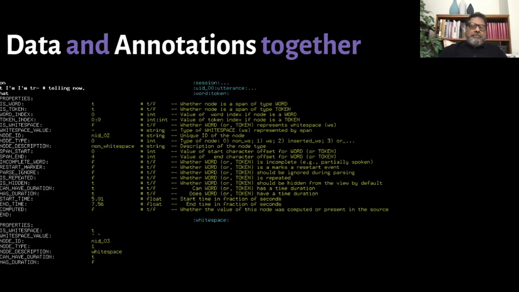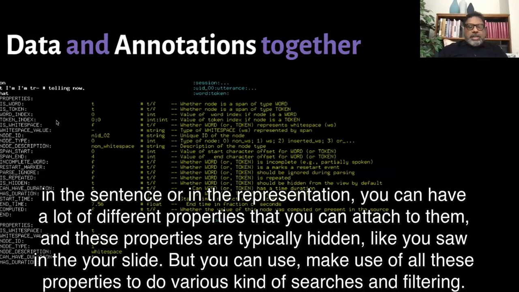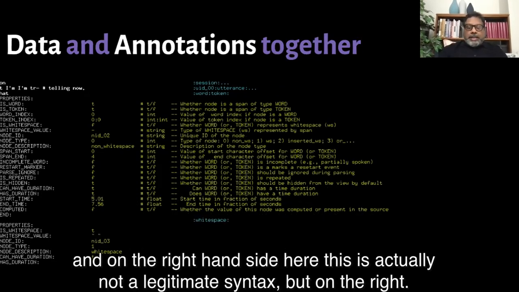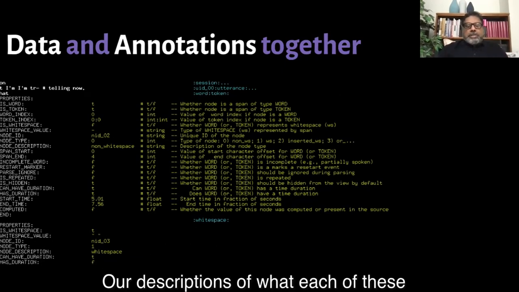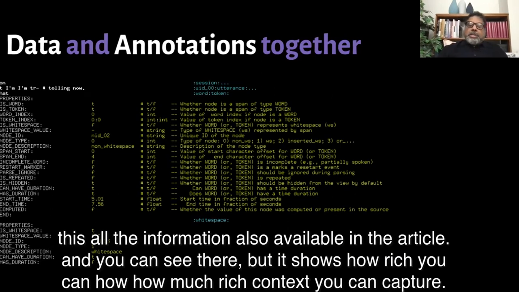The other thing this view shows is that with each of the nodes in the sentence or in the representation, you can have a lot of different properties that you can attach to them. These properties are typically hidden, like you saw in the earlier slide, but you can make use of all these properties to do various kinds of searches and filtering. On the right-hand side here, this is actually not legitimate syntax, but on the right are descriptions of what each of these represent. This information is also available in the article. It shows how much rich context you can capture.